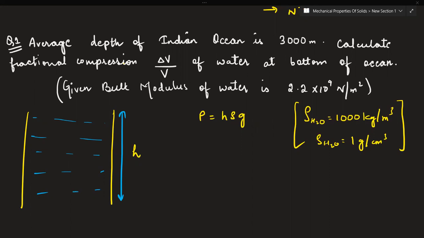Ma'am? Yes. Ma'am, pressure would be 3 into 10 to the power 7 newton per meter square.